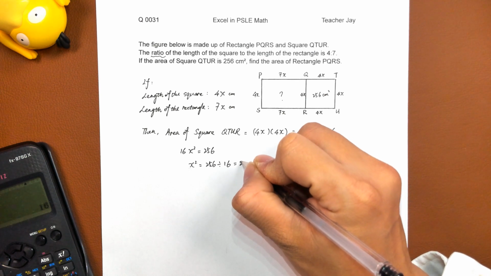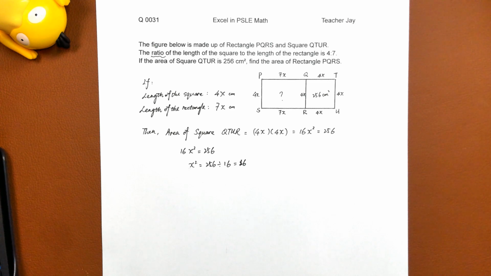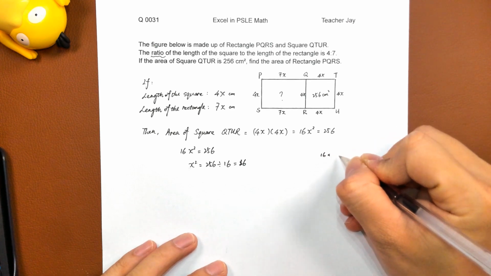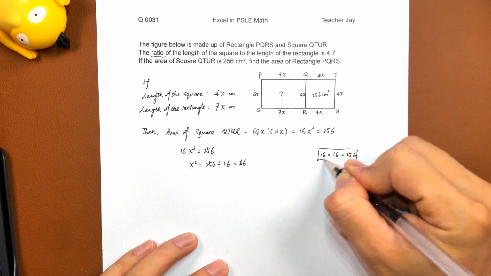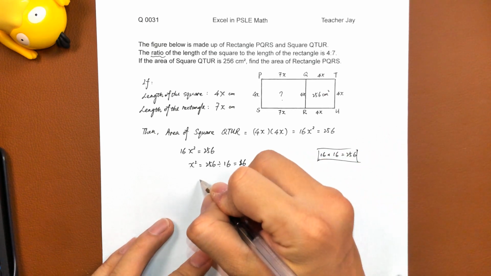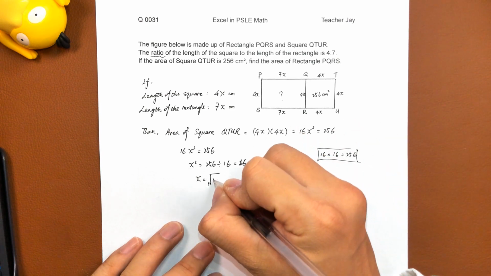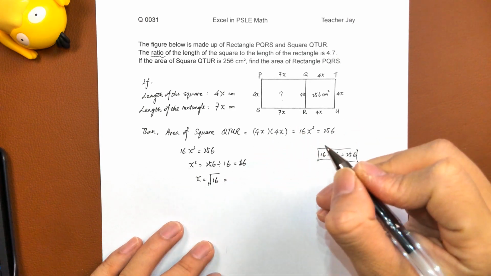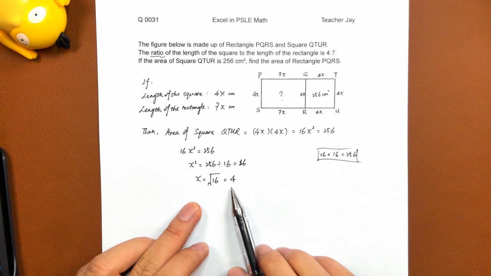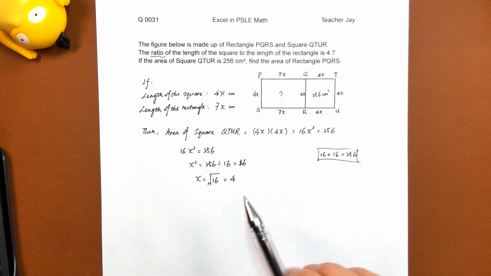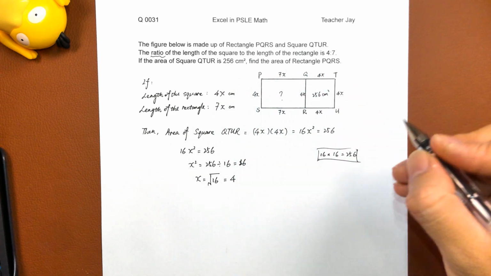256 actually is a perfect square. A perfect square here. So x equals the square root of 16, which is 4. 1x is 4. Then the question asks for the area of the rectangle PQRS.